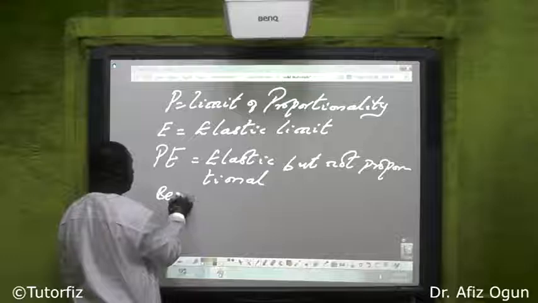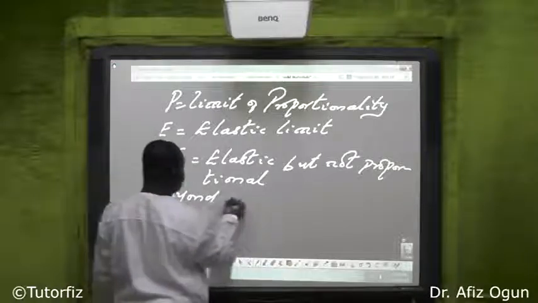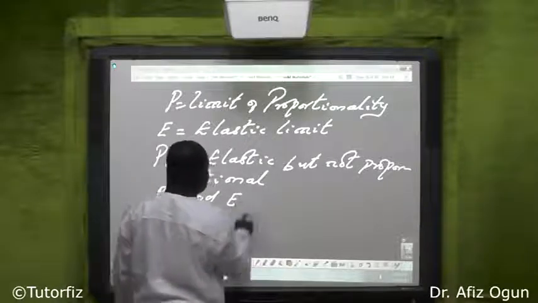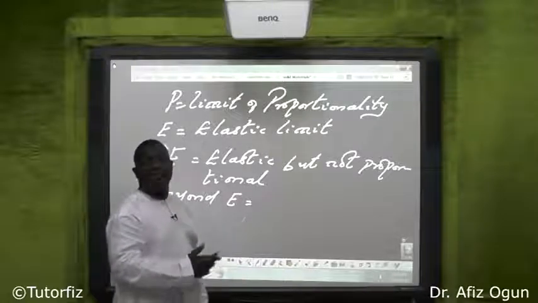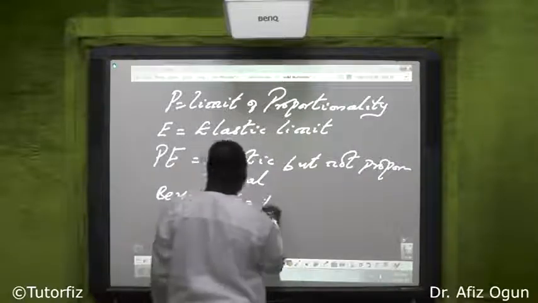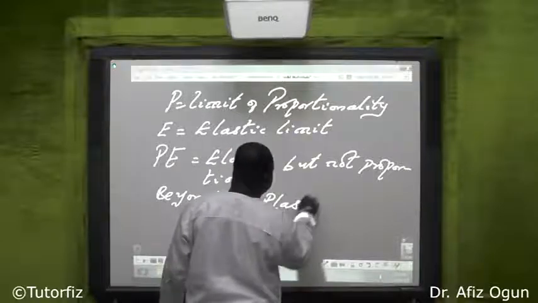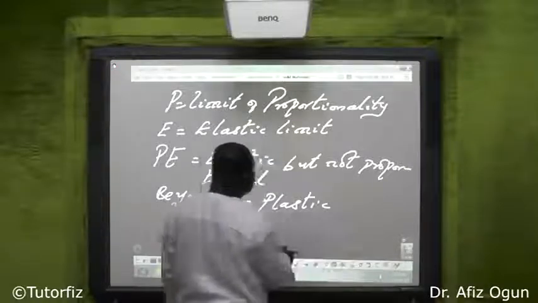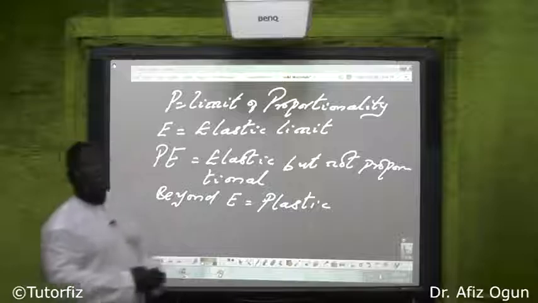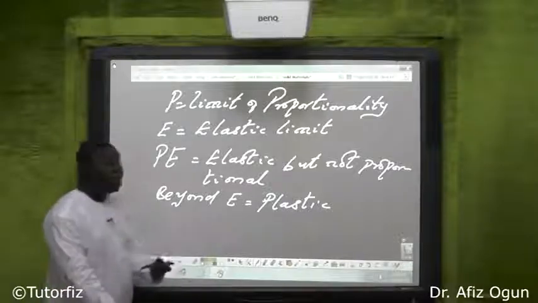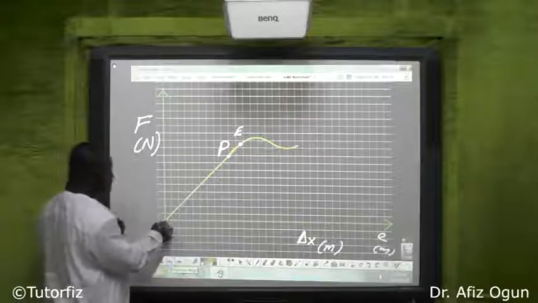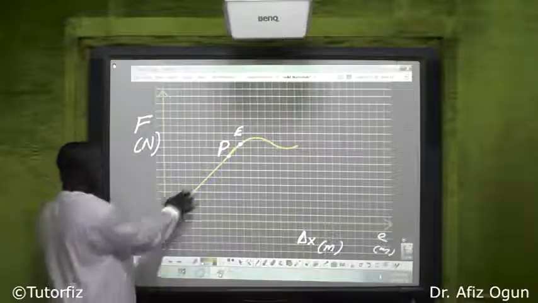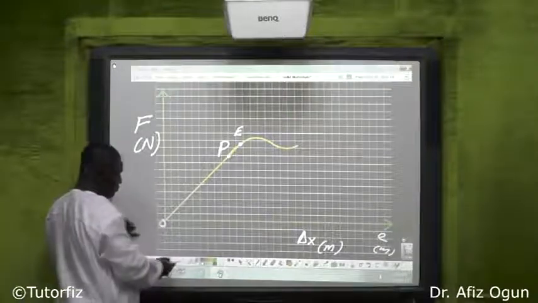Beyond E, it is neither elastic nor proportional, then it becomes plastic. It is no longer elastic and it is no longer proportional, then we say it becomes plastic. From O to E in OP, it is both elastic and proportional.